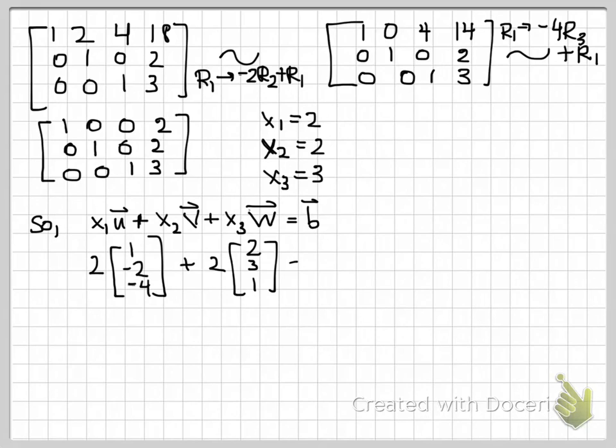So I can write u, v, w as a linear combination and get b. Okay, so these are the kind of things that you're going to be doing in this section. Think about what happens when you write things as a linear combination, and how do you convert between writing them as a linear combination and looking at the augmented matrix.